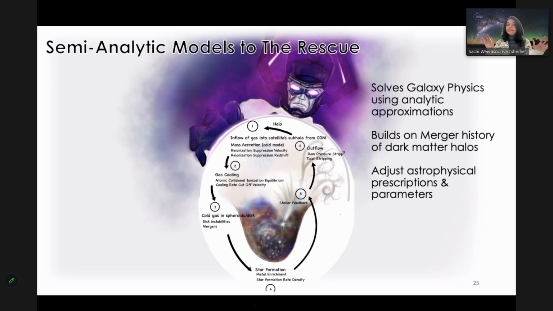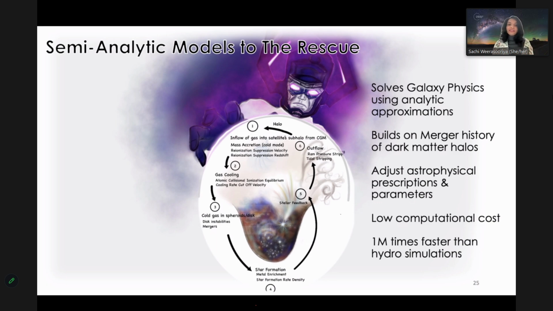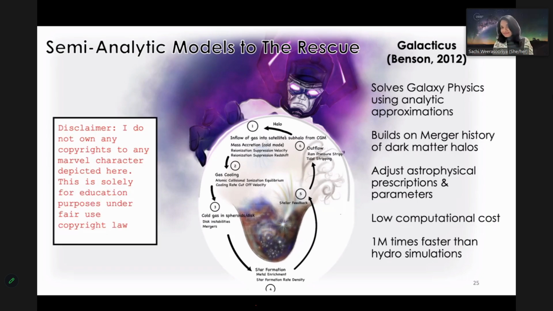The biggest advantage is we can adjust the astrophysical prescriptions and parameters pertaining to each of these processes, shown in this baryon cycle I'm showing in this figure. And all of this comes at a very low computational cost. You can run a model on your own laptop in about 20 minutes. And this is 1 million times faster than a hydrodynamic simulation that could take months or even years to run. So the model that we are using is called Galacticus, by Benson 2012. And of course, it's based on a Marvel villain, so please don't sue us.